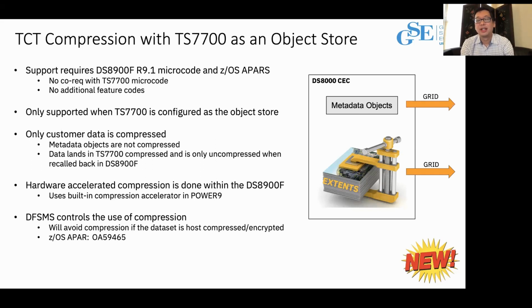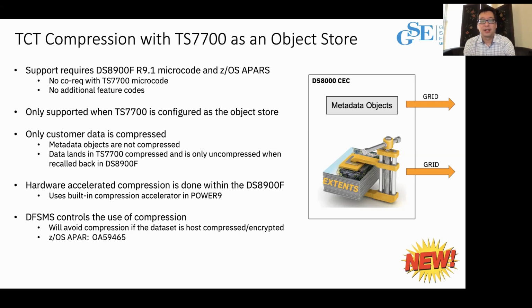The metadata is very small, and there's really no advantage to compressing a very small metadata object. What we do is we compress the customer object, which is the extents object, the largest piece of the data. The other key note is that we're compressing the data inside the DS8000. So before the data ends up on the Ethernet to the cloud or to the TS7700, we are compressing it within the DS8000. That saves you bandwidth because we're transferring less data, and we are also saving space as it lands on the target object store.